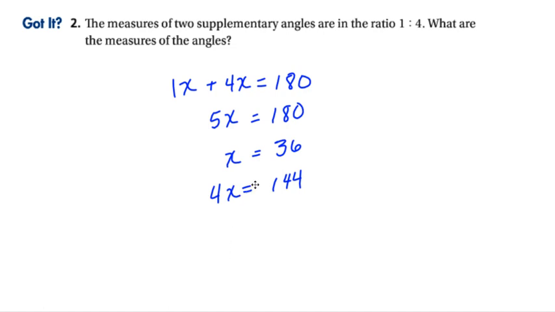So 4 times x, 4 times 36, gives us the second angle of 144 degrees, and you can see that if you add those together you would get 180.